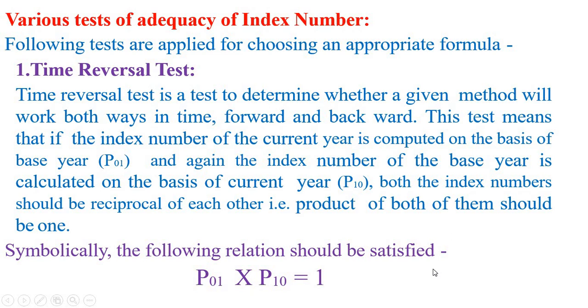Then there are two tests. One is the time reversal test and one is the factor reversal test. In our syllabus there are only these two tests. In the time reversal test we interchange the base year and current year. What will the answer be? The answer will be 1. If both multiplied give 1, then we can say it satisfies the time reversal test. The time reversal test determines whether the given method will work both ways. That's why we say it is called ideal. Which method is applicable here? The Fisher ideal index number only. So the product of them should be 1. If this condition is followed, then you can say it satisfies the time reversal test.